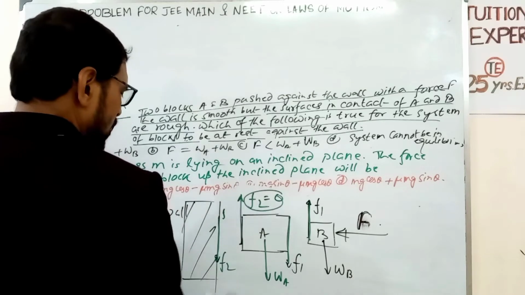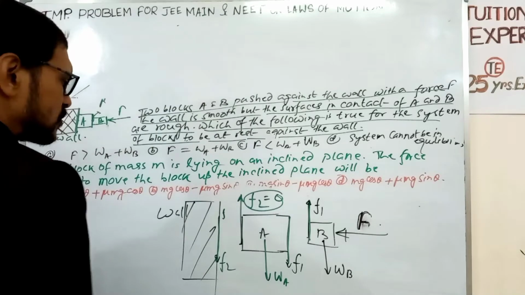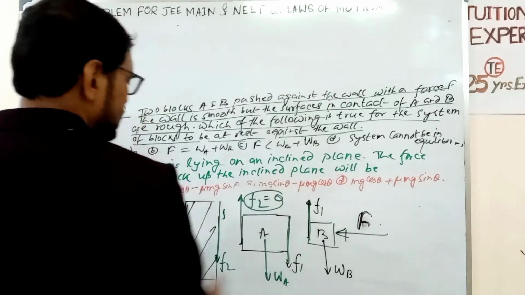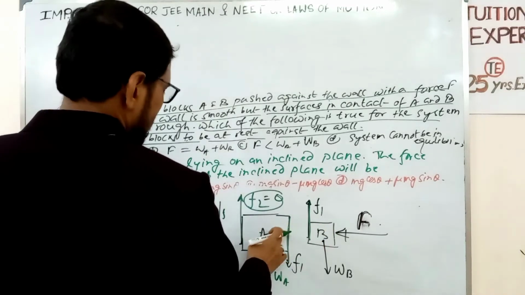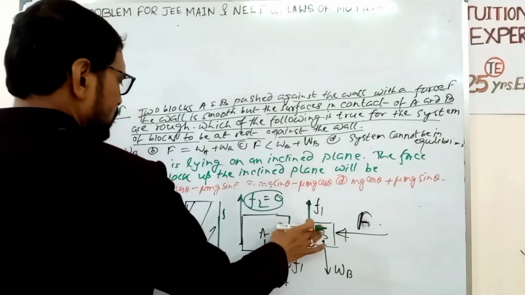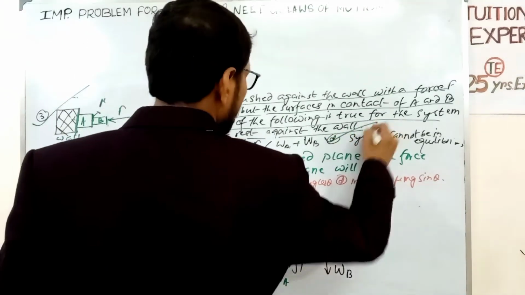So now block A cannot remain in equilibrium. The block A moves. If the block A moves, then how can B be at rest? Because B is always in contact with A. So A and B move together. So the system cannot be in equilibrium.